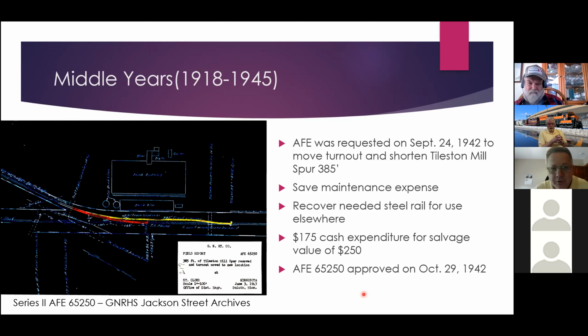The next AFE in 42, the spur turnout was here and parallels the main line and curves away. Now we're in the middle of World War II and steel rail is in shortage. So they did an AFE basically to take this turnout, move it to here, and eliminate this section of the spur because they needed steel rail for use in other locations. And so they spent $175 to get a salvage value of $250 because they needed rail and you couldn't get it during the war.